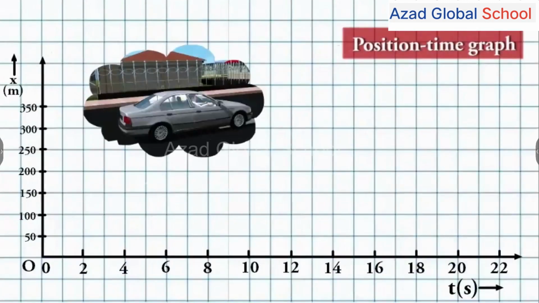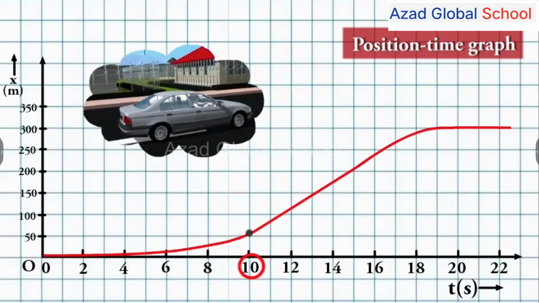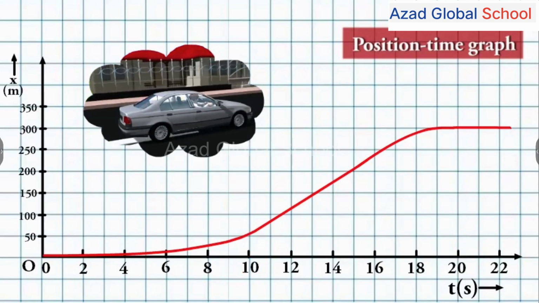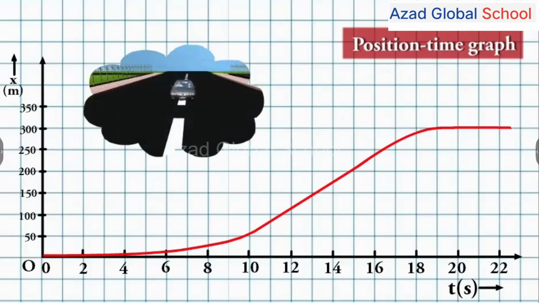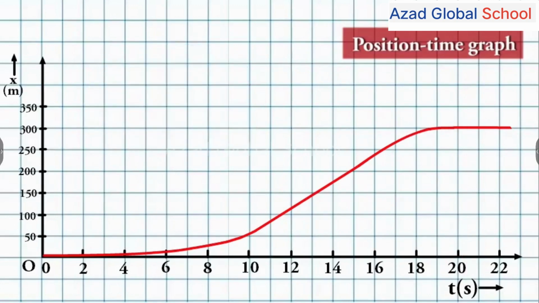The motion of a car that starts from rest at time t equal to 0 s from the origin O, and picks up speed till t is equal to 10 s, and thereafter moves with uniform speed till t is equal to 18 s. Then the brakes are applied and the car stops at t is equal to 20 s and x is equal to 300 meters.